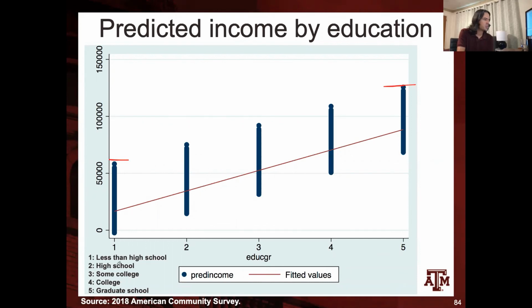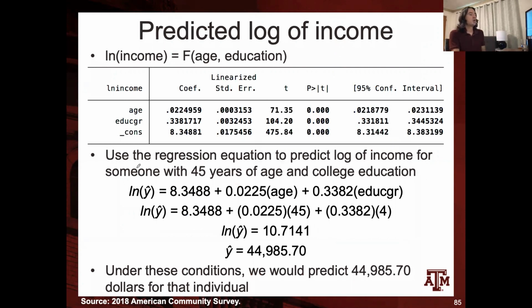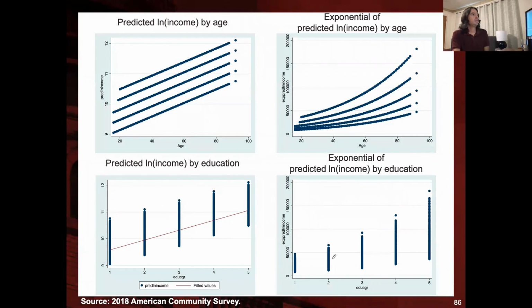Yeah, so it's less than high school, some college, and grad school. And the log of income, I get the beta 0, the beta 1, beta 2, and I multiply for that same person who is 45 years old and is in the 4th group of education, and we predict that the earnings will be around $44,900. And these are the predicted values of income by age, also increasing by education.